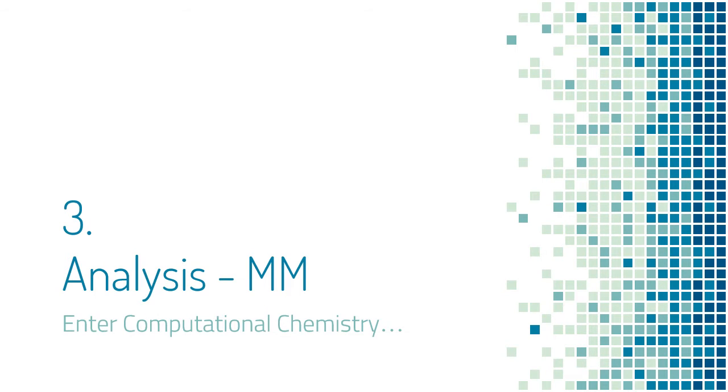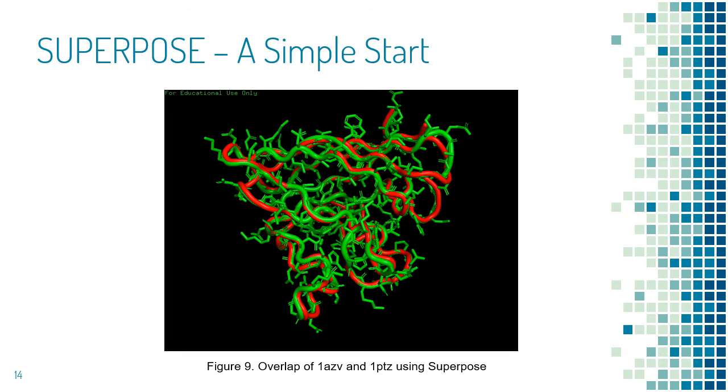Now, analysis on the molecular mechanics piece. I like to start simple. So I used a program called Superpose to line up 2 different mutants, one AZV and one PTZ, just to see if there might be some identifiable differences in the structure. As you can see, at this level it's not very clear how they're different, or going to function differently, I should say.